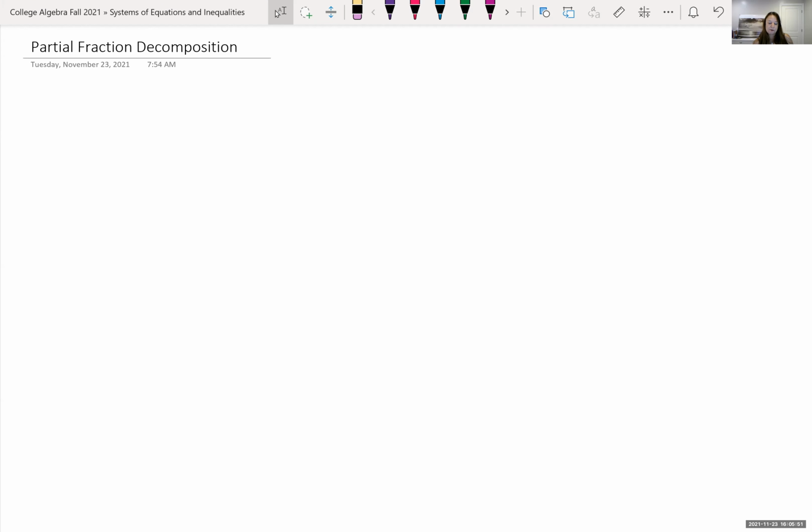So I'm going to pull an example, and then I'm going to show you the steps of how to approach this. And then I'll give you some more guidelines on what we need to do depending on what the factor in the denominator looks like. So let's pull an example.